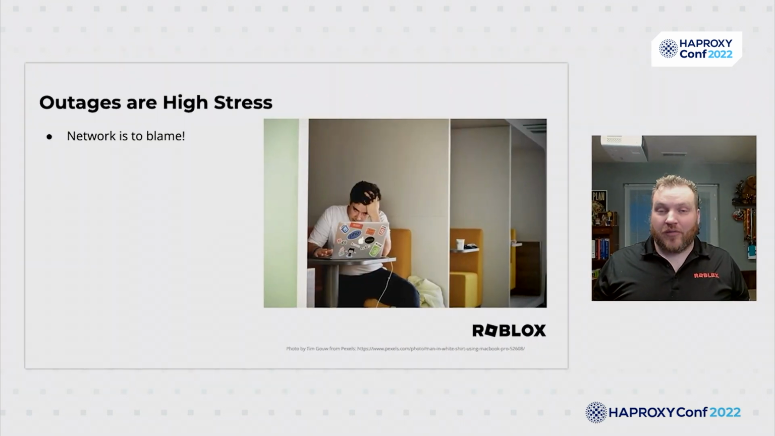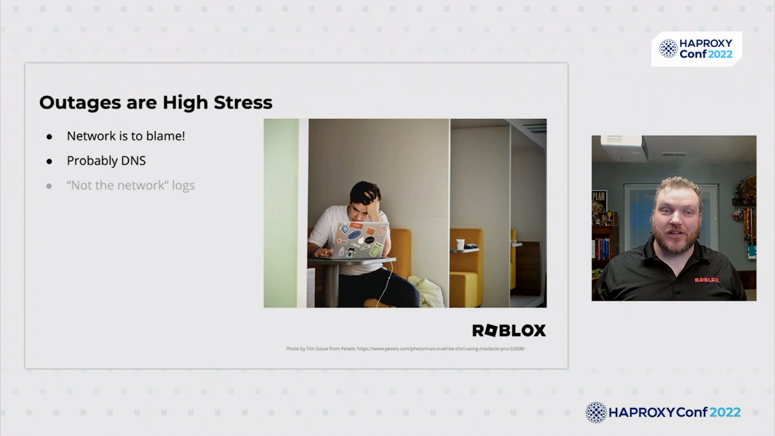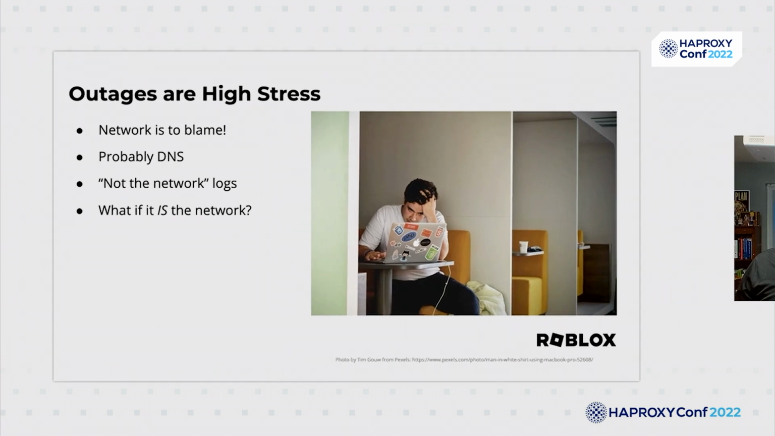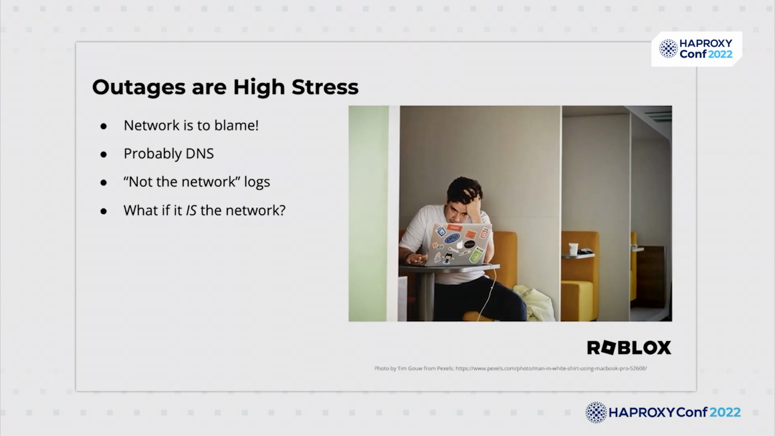But today I want to tell you something you probably are already aware of: outages are really stressful. And every time there's an outage, the question is, is it the network? But we all know it's probably DNS causing the issue. However, as you're going through your metrics, you're going to slowly discover that there is no log or metric that's going to indicate that it's actually not the network. So the question always is, what if it is the network? How do I prove that? And what information can I use to determine or indicate that the network is not the cause of the outage?